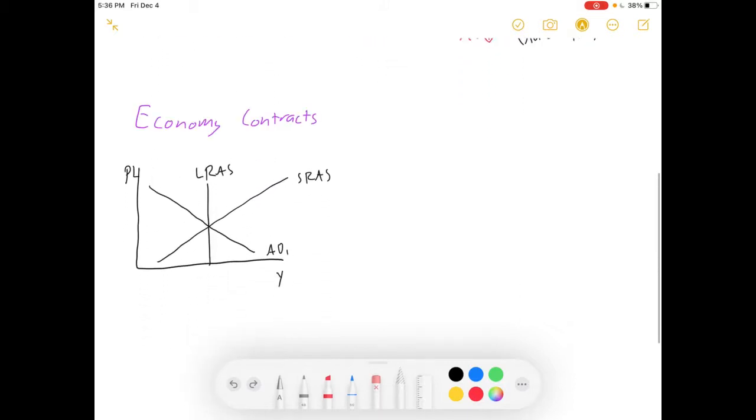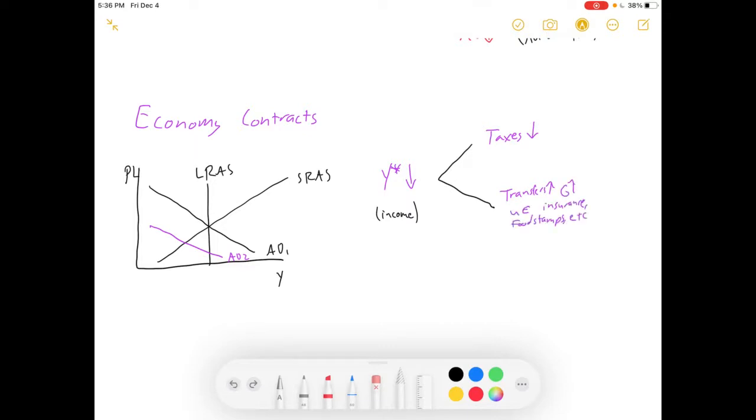Now, let's look at what happens when the economy contracts. So aggregate demand is down there. We're in a recessionary gap. Income is down. Two things happen. One, we pay less in taxes because we're not making as much money. Two, transfers go up. Government spending goes up. All that stuff goes up.